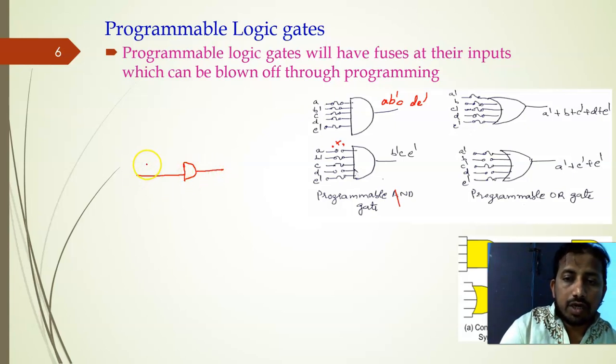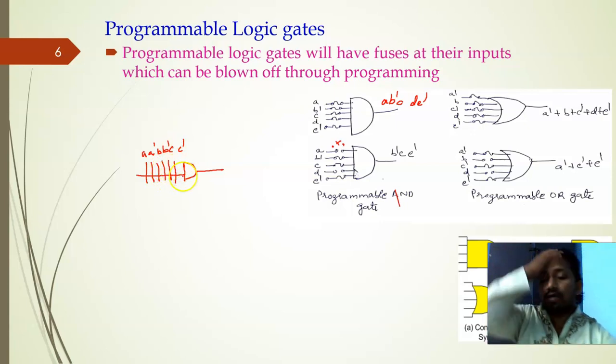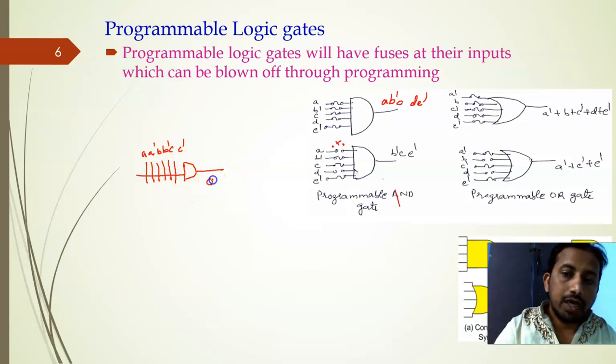Now the number of inputs to this one is given by the vertical lines. Suppose over here 6 inputs are there. So one input is the true one, the other one is in the complemented form: B, B bar, C, C bar. Okay. So whichever the term is there, suppose we require A, B, C.